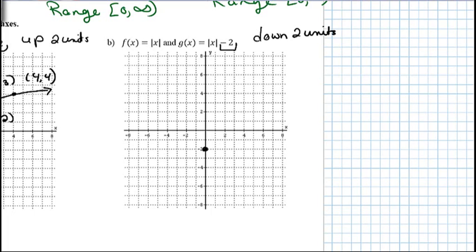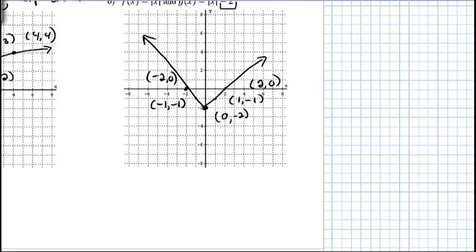And again, you just go up 1, right 1, up 1, right 1 to get a bunch of points on this. And then up 1, left 1, up 1, left 1. So we have the point 0, negative 2, and this is the point 1, negative 1. And then 2, 0. And over here we have negative 1, negative 1, and negative 2, 0. And again, don't forget to label some points on your graph, however many they're asking you for.